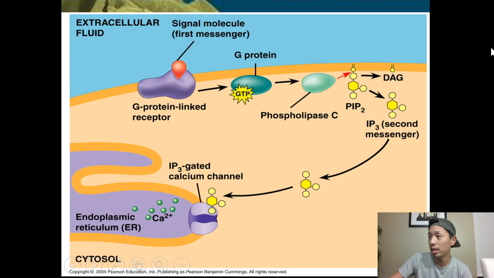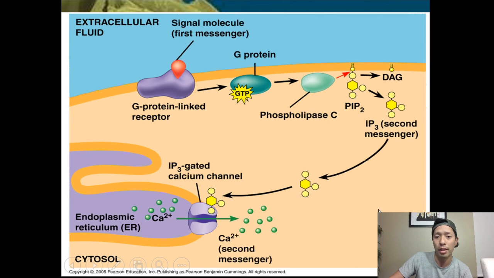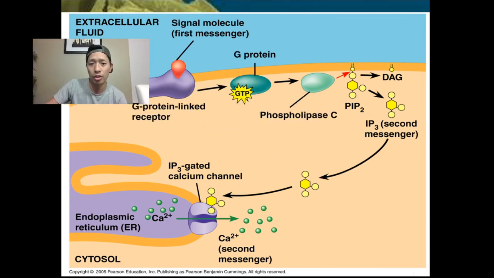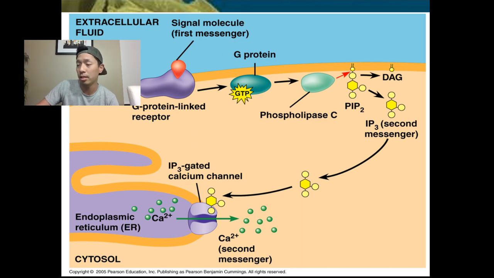Now, where do we get the IP3? From the PIP2 breaking up here. Okay, so hopefully what you figured out was the IP3 travels over here, binds to the IP3 gated calcium channel, and then opens up that channel, and now the calcium is released into the cytoplasm.